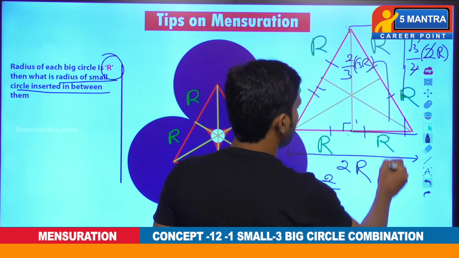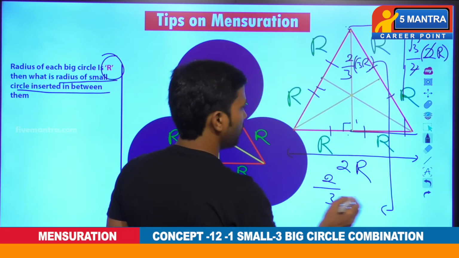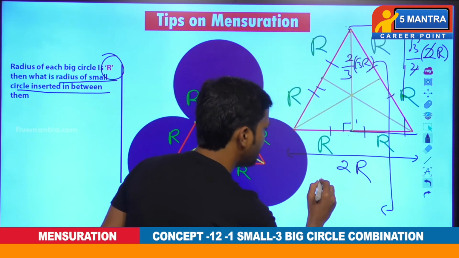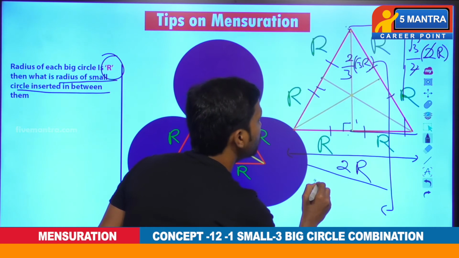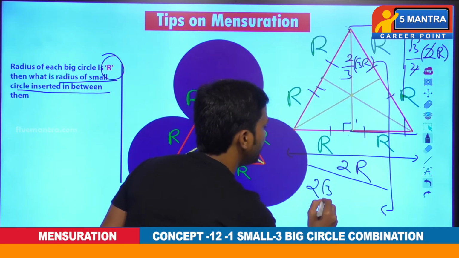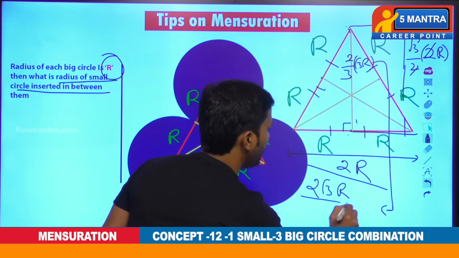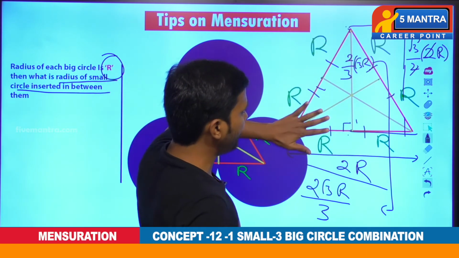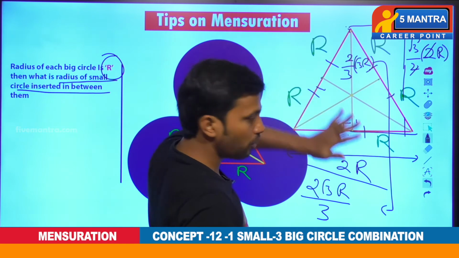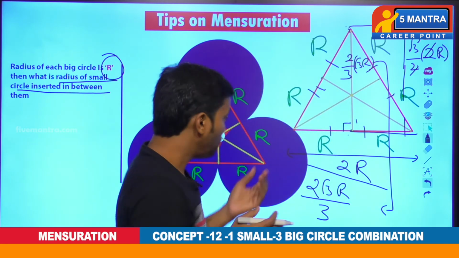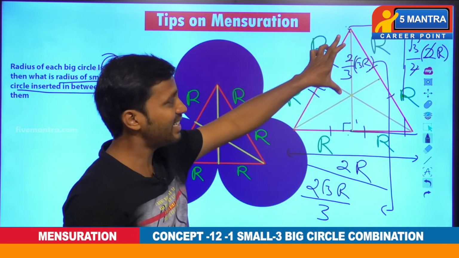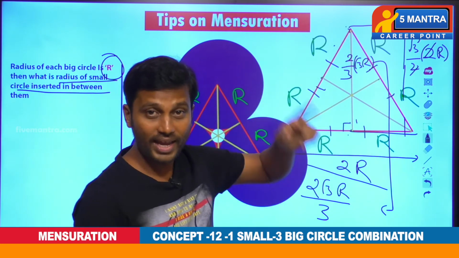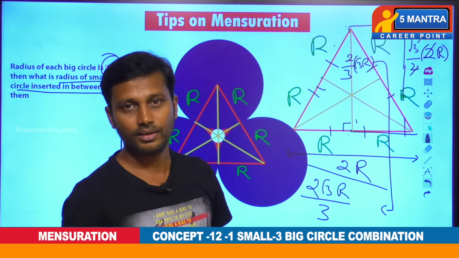This value I am writing here: 2 root 3r by 3. Means what we find finally, out of all this we don't need all of it, but to get the radius this length is required. Which length? This one. Why I need this length, I'll tell you later.